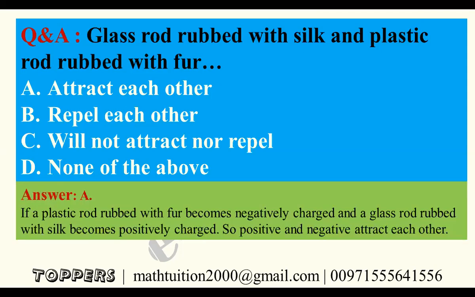What is the reason? The plastic rod rubbed with fur becomes negatively charged, and the glass rod rubbed with silk becomes positively charged. So we have a negatively charged plastic rod and a positively charged glass rod. Opposite charges attract each other, so the glass rod and plastic rod, these two materials will attract each other. So option A is the correct answer.